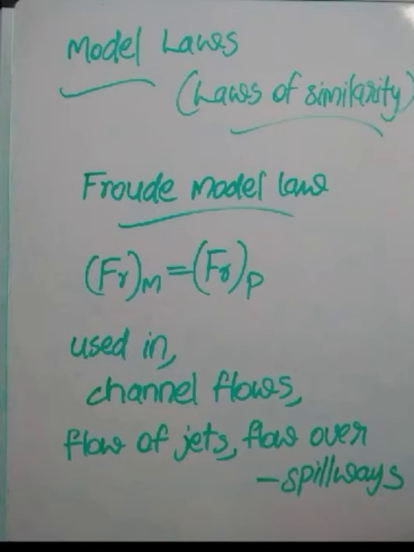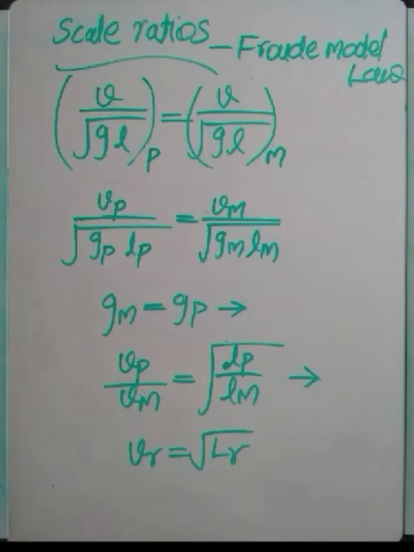Now let's move on to the Froude model law. Froude model law says that the Froude number of the model should be equal to the Froude number of the prototype. That means V by root gL of the model should be equal to V by root gL of the prototype, or Vm divided by root of gm into Lm should be equal to Vp divided by square root of gp into Lp.